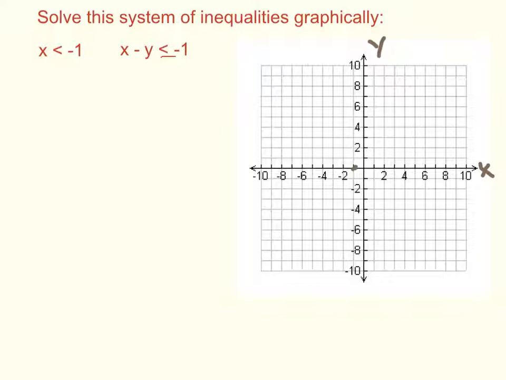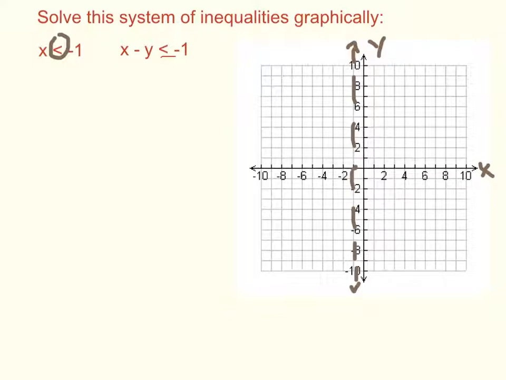But we have to pay attention to the less than sign. That's going to tell us that it's a dotted line. So we just do dashes like this all the way up through our coordinate plane. And yours should be straighter than mine because you're using a straight edge.